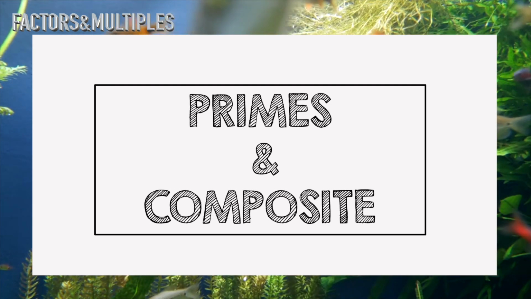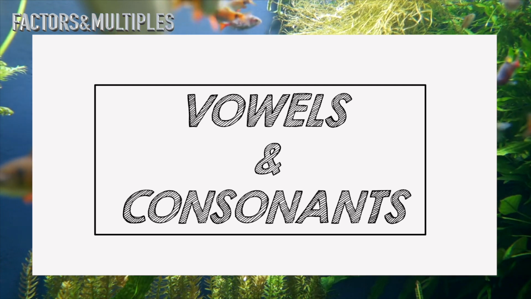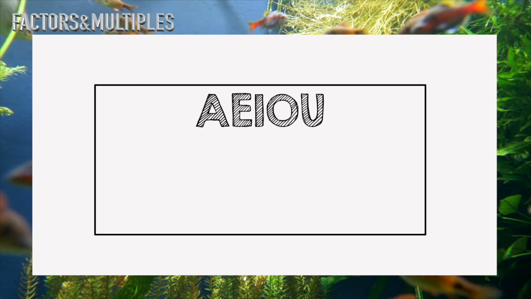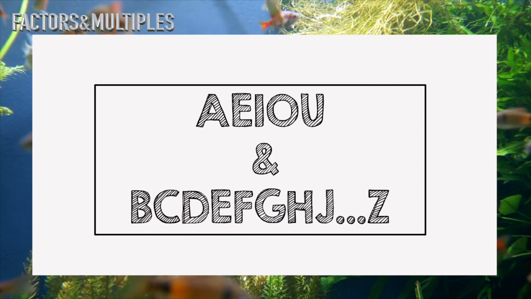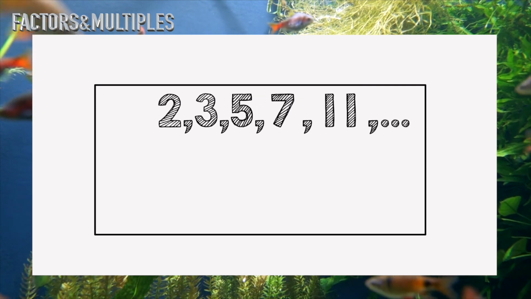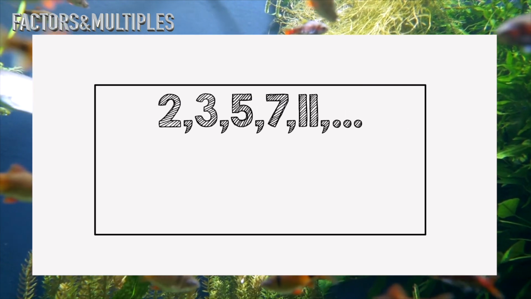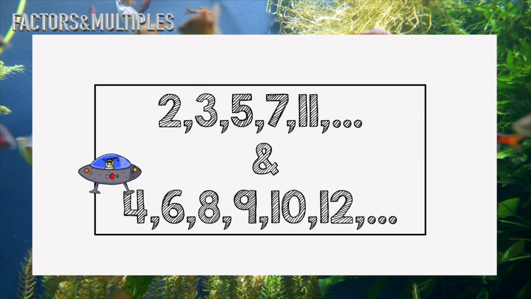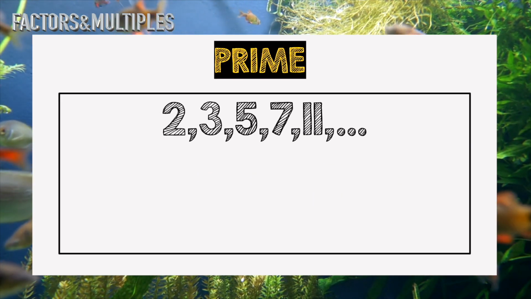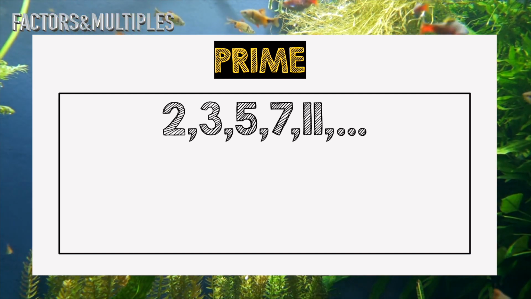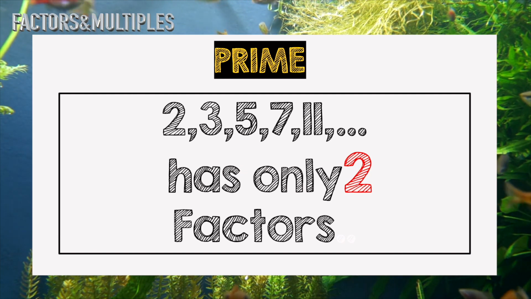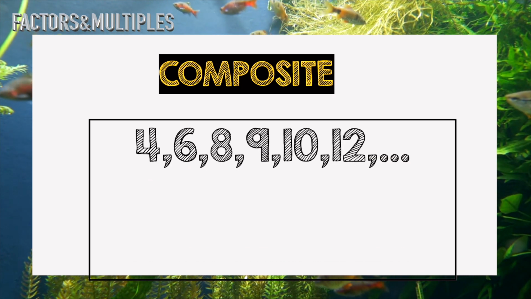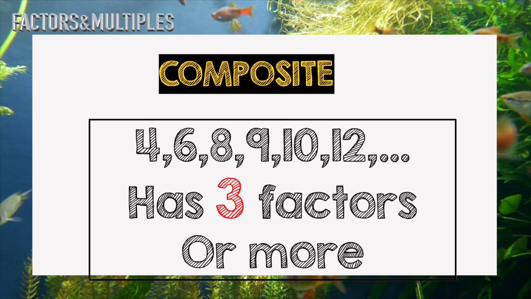It's a bit like knowing the difference between vowels and consonants in the English alphabet, where vowels are basically A, E, I, O and U, and consonants are the remaining letters. And what's the difference between these? Well, 2, 3, 5, 7 and 11 are prime numbers, and all the other numbers would be the composite numbers. So when we look at the first set, 2, 3, 5, 7, 11, these are the prime numbers, and they have only 2 factors, whereas the composite numbers 4, 6, 8, 9, 10 and so on, they have 3 or more factors.